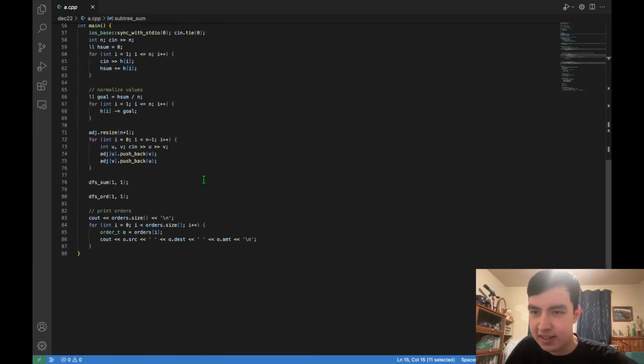And note that our starting node, we call the function initially with the value 1. It doesn't matter what node you start with, I just generally root the tree at 1, because it's usually simpler that way.